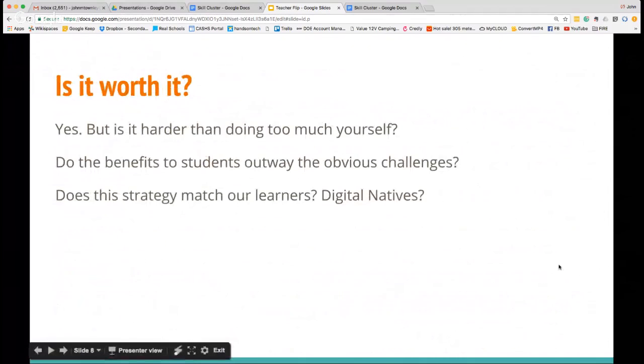So is it worth doing? Well, probably. I think it is, and it's probably quite difficult to do. It is proving to be quite difficult for me to get students engaged in that kind of stuff, but collaborative learning and project-based learning and getting students busy doing things is always difficult anyway. I think the benefits possibly could outweigh the challenges, and we'll see how we go. I think it definitely suits digital natives and 21st century learners, this kind of activity.